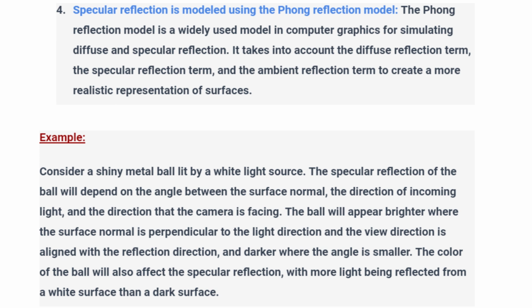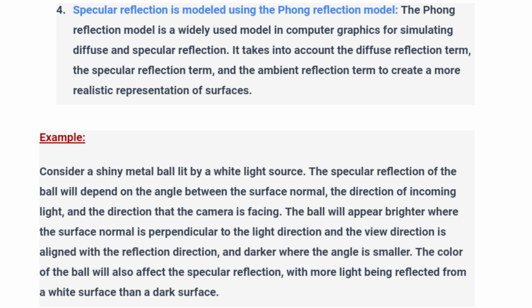Example. Consider a shiny metal ball lit by a white light source. The specular reflection of the ball will depend on the angle between the surface normal, the direction of incoming light, and the direction that the camera is facing.